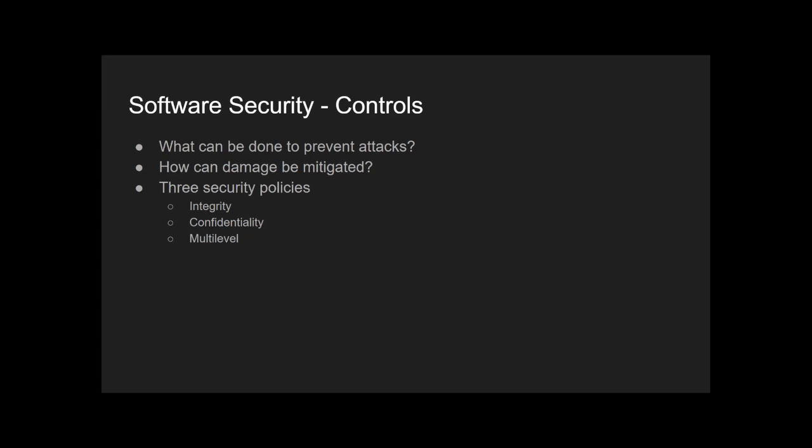Now it's time to focus on controls. Controls are key in preventing attacks and mitigating damage. You need to ask yourself, what can you do to practically prevent these attacks? And how can the damage be mitigated? There are three important security policies that can really help in this situation. Those three are integrity, confidentiality, and multi-level security policies.